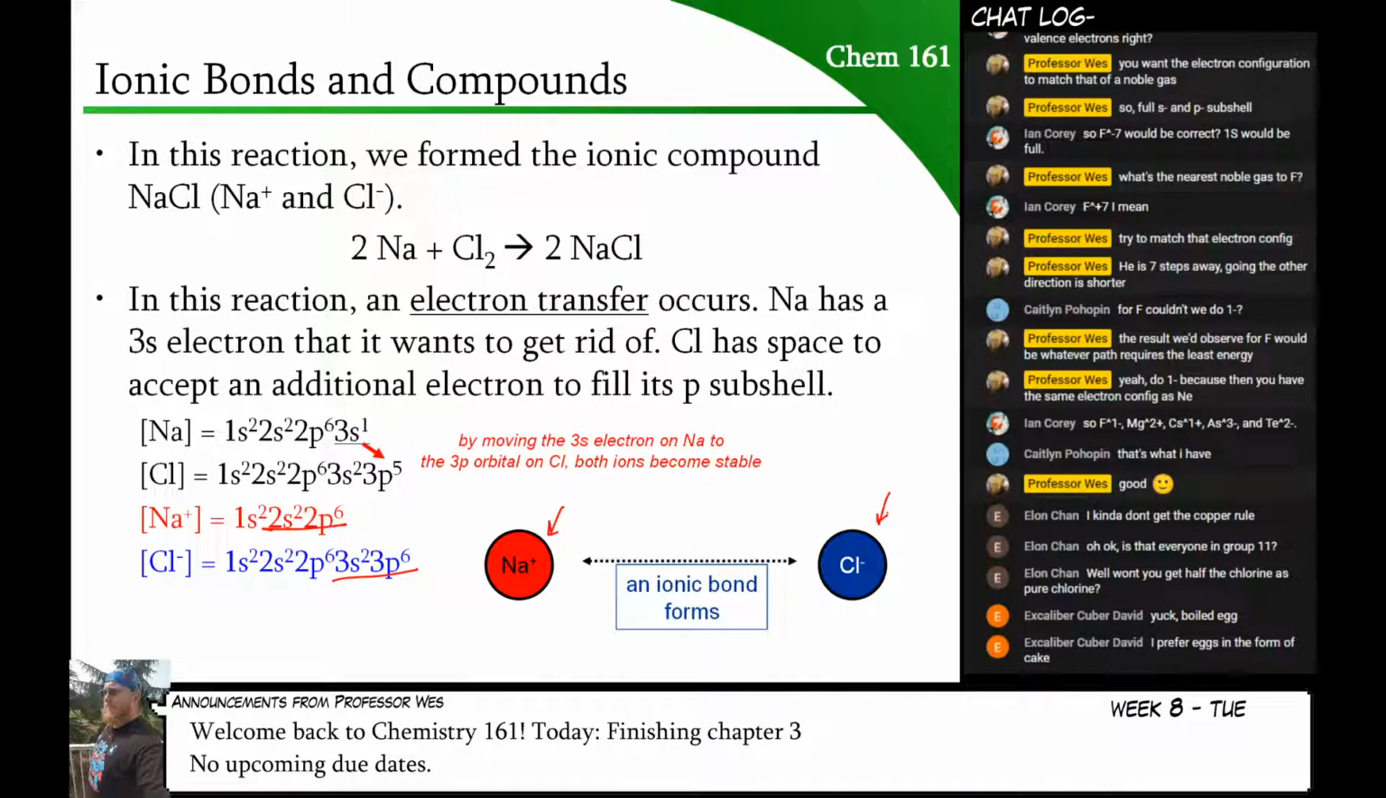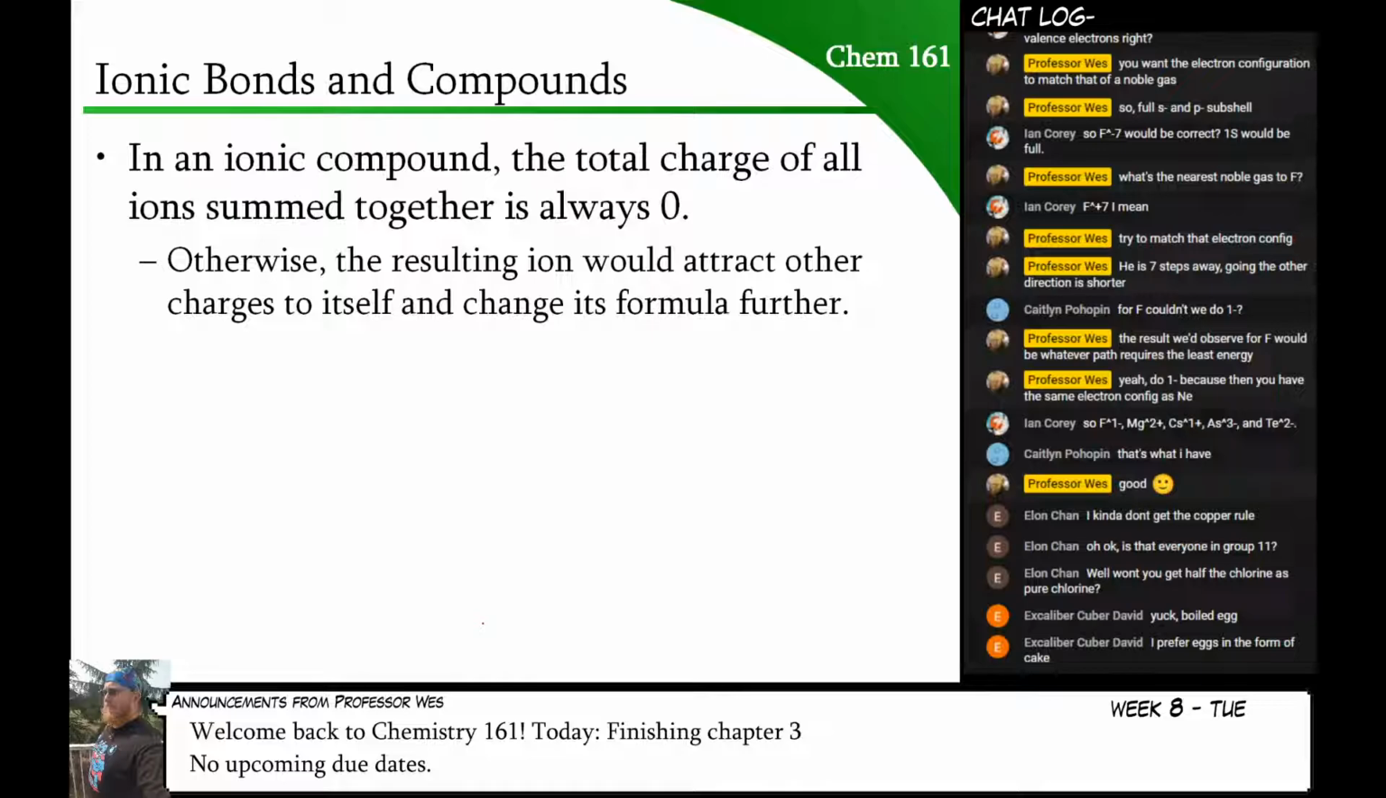So to form any ionic bond, those are our steps. Step 1, move electrons around until everybody has a full s and p subshell. Step 2, balance all the charges on all the ions you made so that the total charge is 0. Now here, I just needed one of each of these. But if I had something like, say, magnesium 2+ and chlorine, I would have to get another chlorine to balance out the charge. When we make an ionic compound, the total charge of all the ions summed together is always 0.